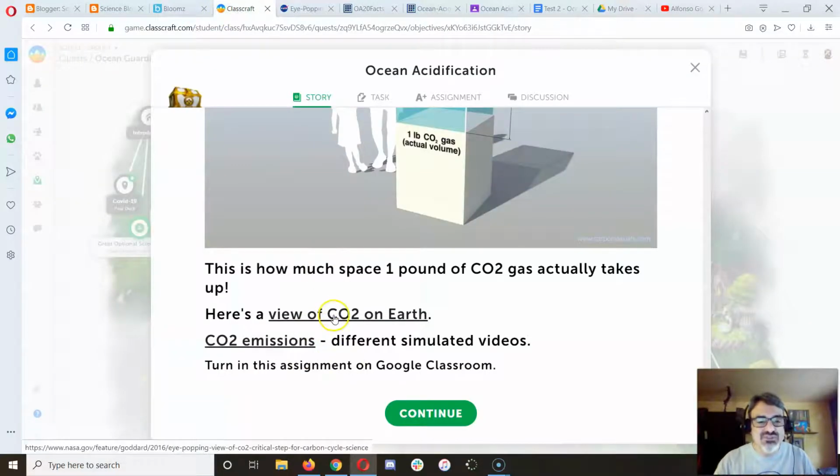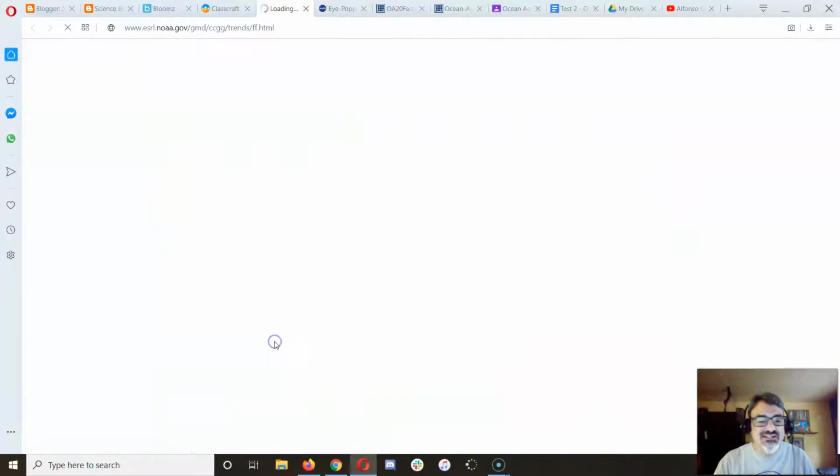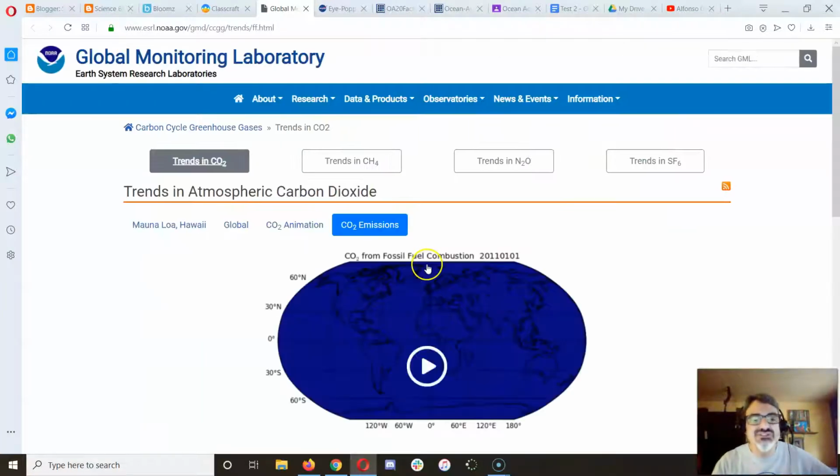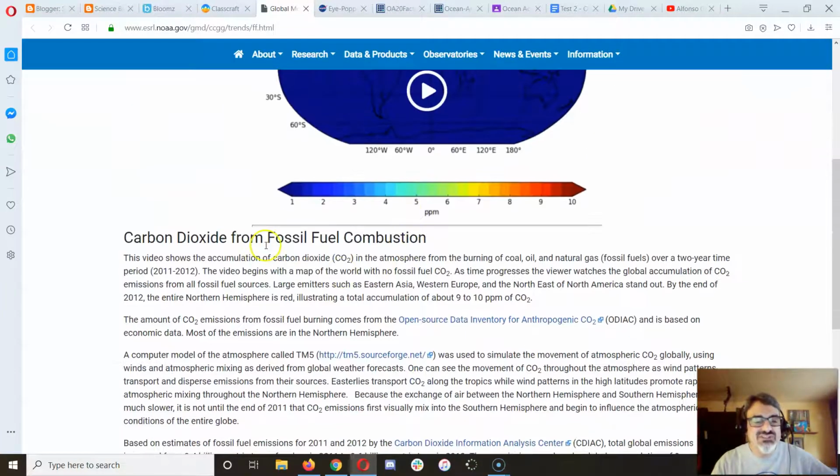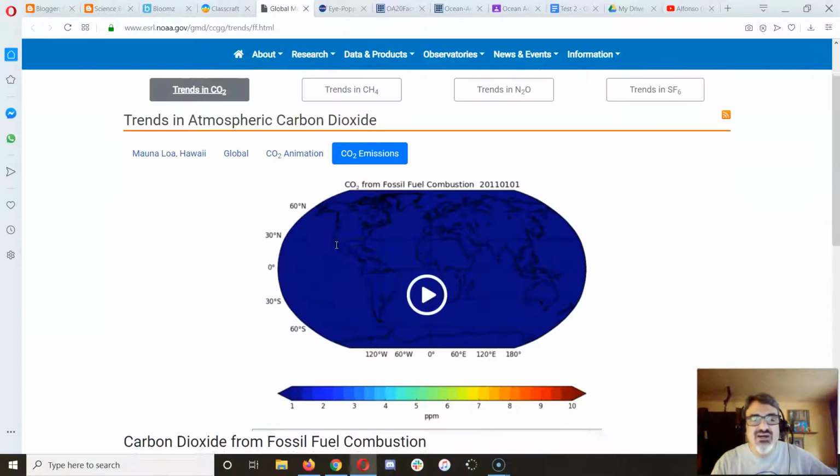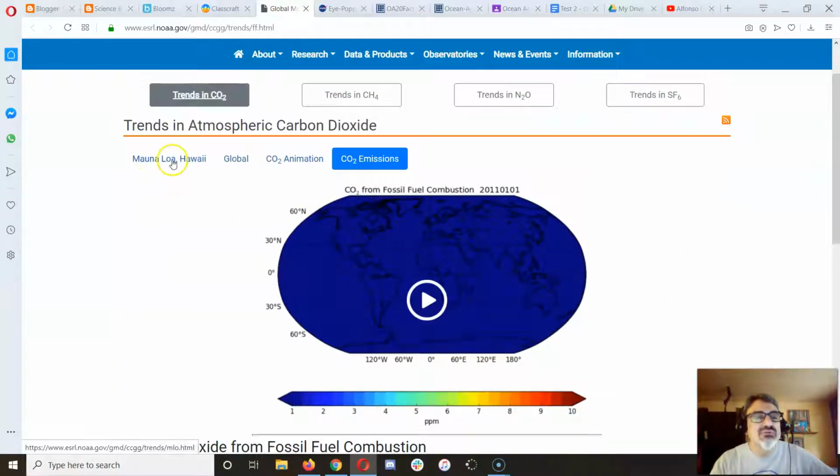So that's a cool one you can look at. And then the CO2 emissions have different simulations, and they explain them there, showing you Mauna Loa, Hawaii, which is where this whole climate change study started in the 1970s. Scientists have known about this for a long time.